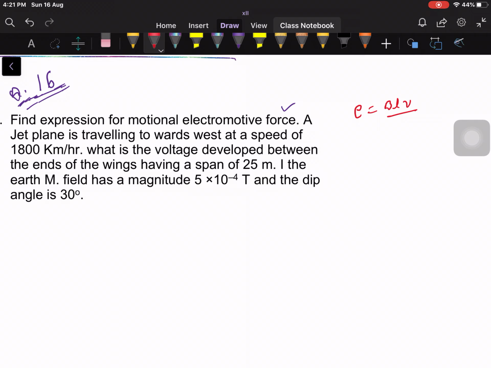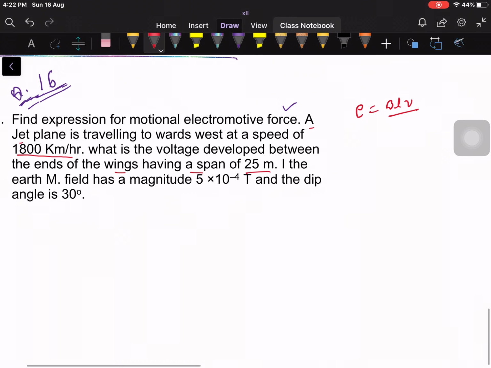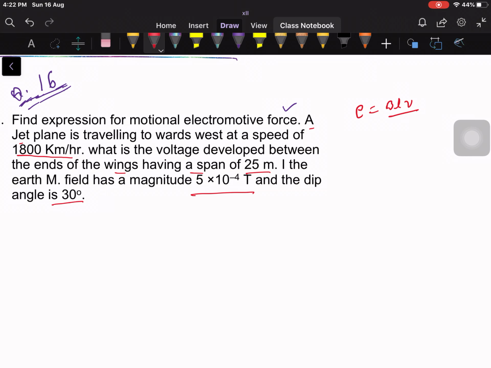Now the second portion of this: a jet plane is traveling towards west and the speed of the plane is 1800 km per hour. What is the voltage developed between the ends of the wings having a span of 25 meter? The Earth's magnetic field has magnitude 5 into 10 to the power minus 4 Tesla, and the angle of dip is 30 degree.